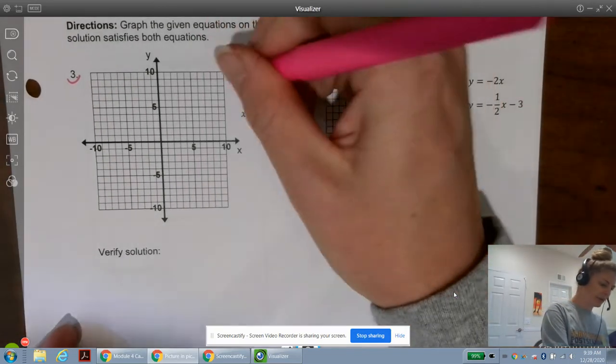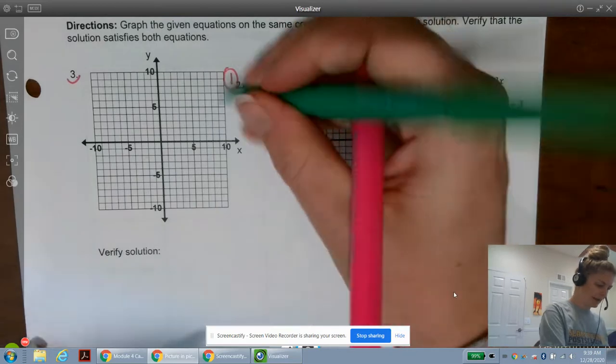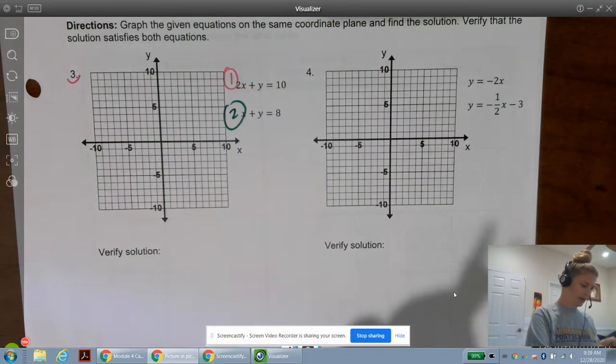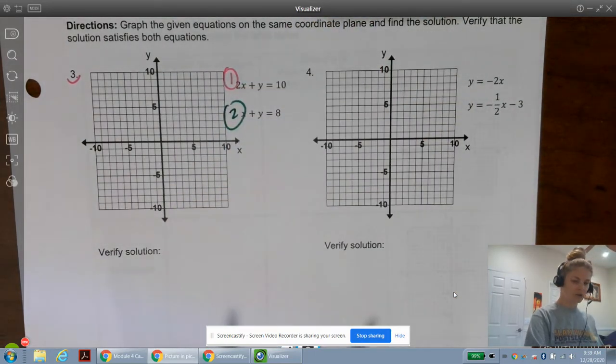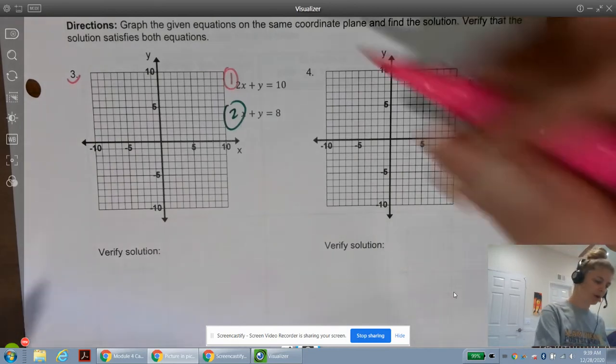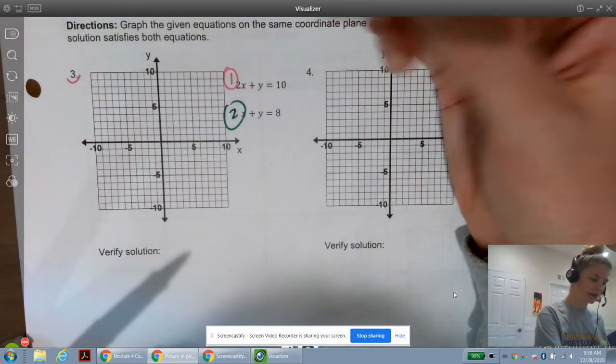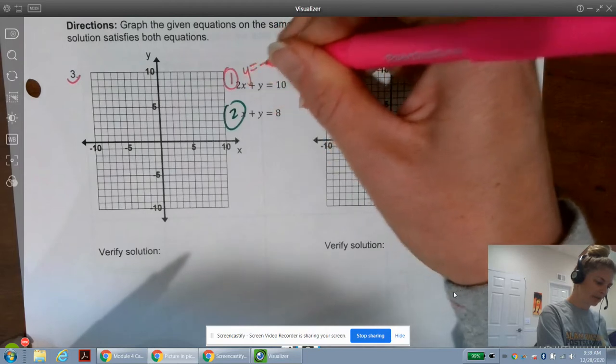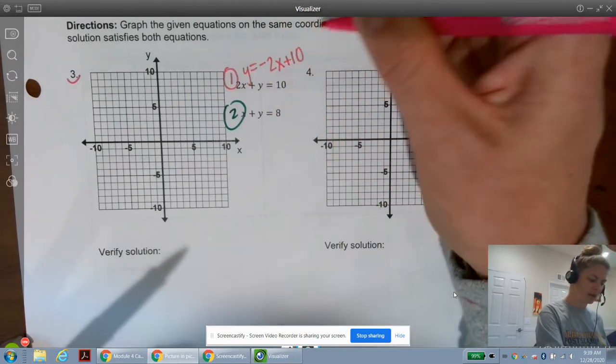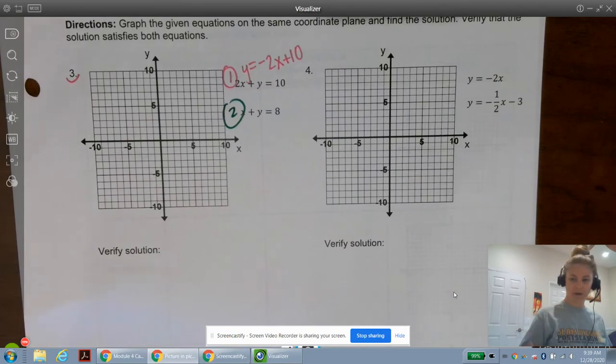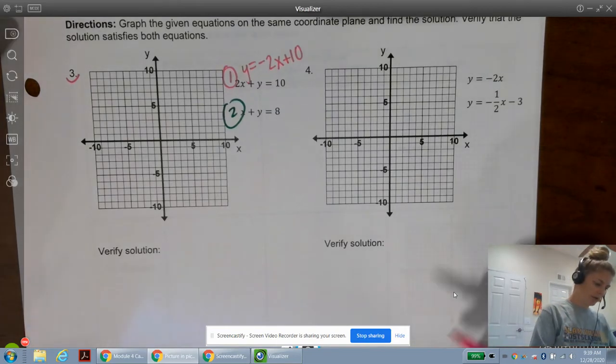I'm going to label them 1 and 2. And from here, taking a look at equation 1, we could rewrite that in slope-intercept form if you wanted to, since it's just subtracting 2x from both sides. This is y equals negative 2x plus 10. You could also look at your ratios, or you could find your x and y intercepts. So I'm going to graph this.